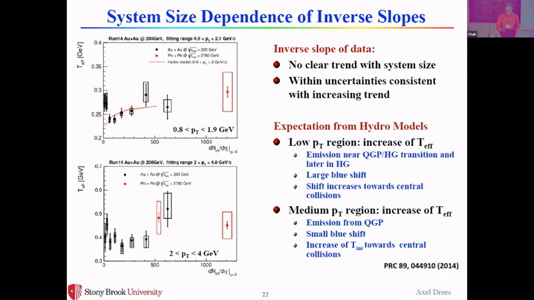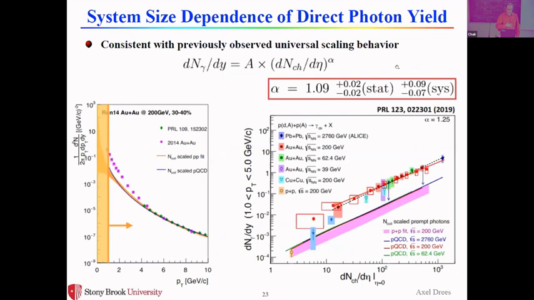Okay. A different way to look at the system size or centrality dependence, which I've already shown you before, is to look at the integrated yield above some threshold. We choose the same threshold here, 1 GeV, so that we can compare to our previous work. But there are many more points now from this latest measurement for gold at 200 GeV. If we fit those data, we get a slope of 1.1 with some uncertainty, but clearly this is very consistent with what we have seen before.